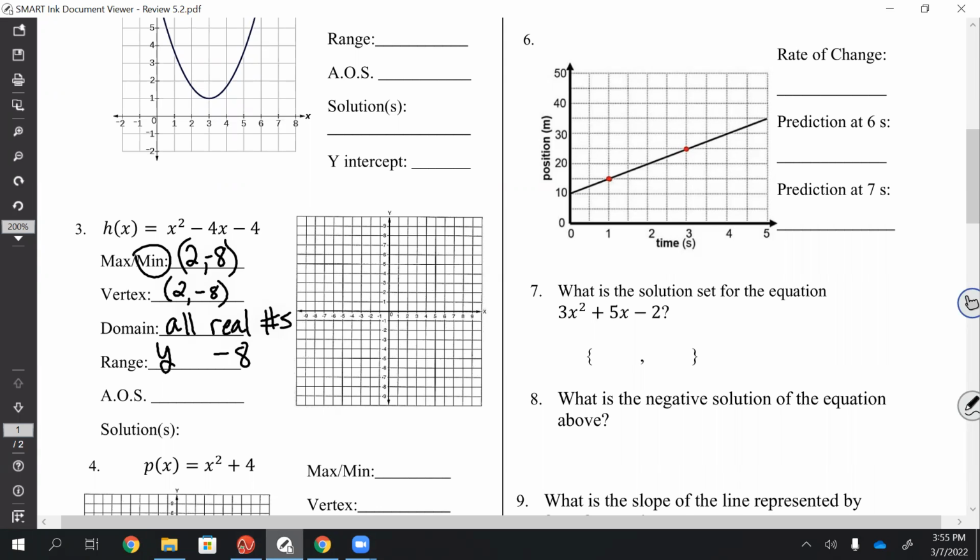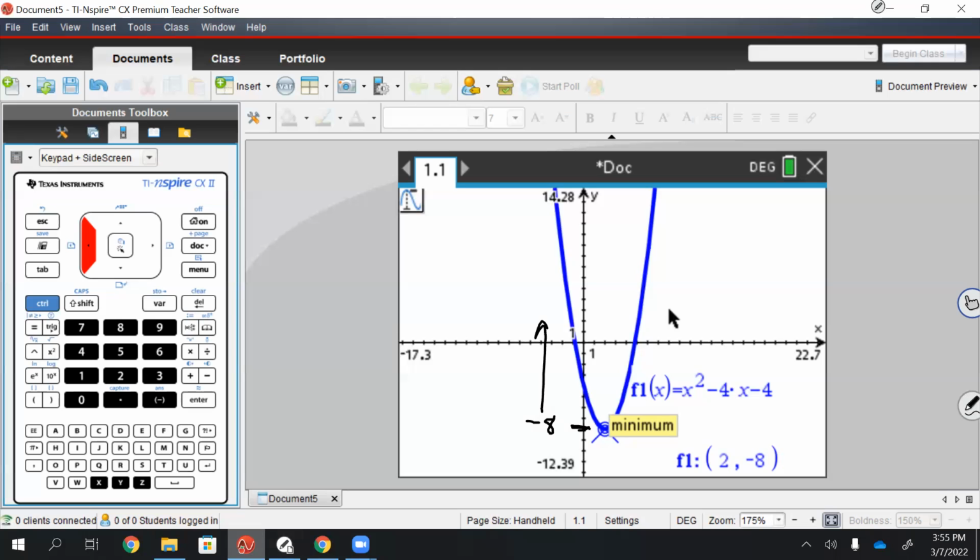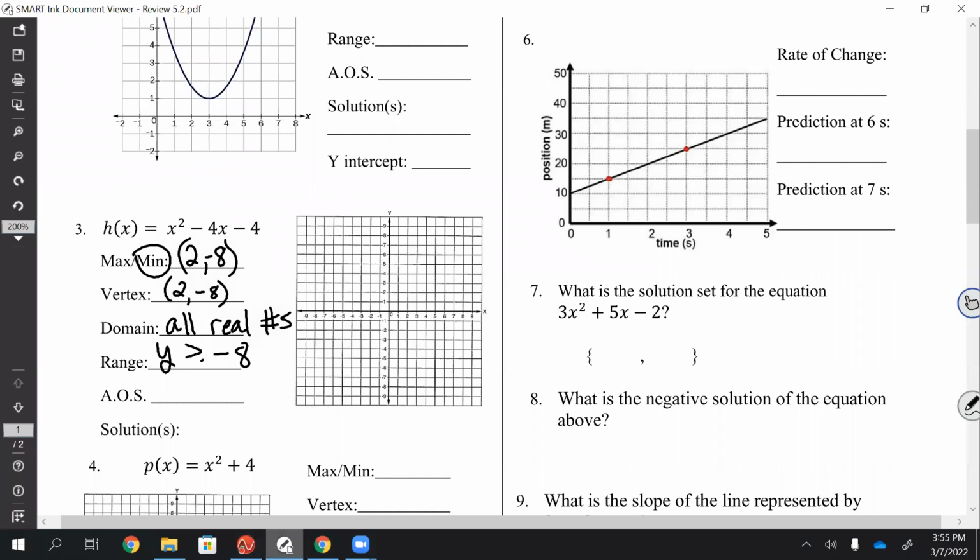And now you ask yourself, look at my graph. Are the 2 arms of it reaching to the sky, or are they reaching to the ground? If they're reaching to the sky, that's going to be greater than or equal to, because it's going up. If it's reaching to the ground, that would be less than or equal to. So it's reaching to the sky. So I'm going to have y is greater than or equal to -8.